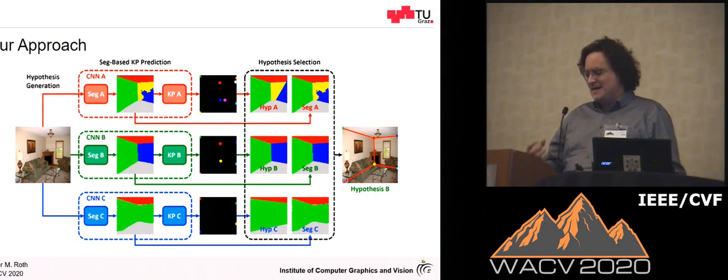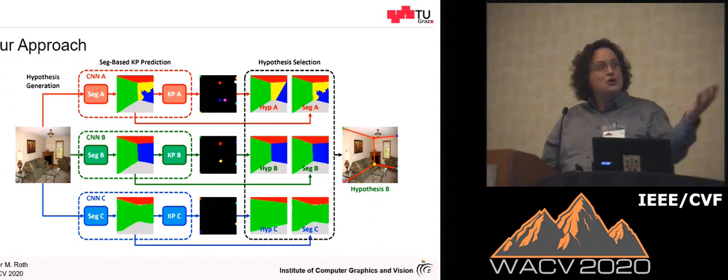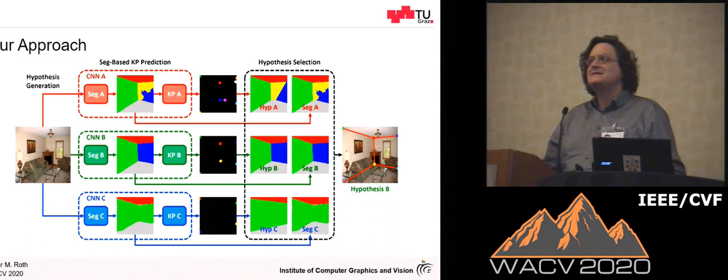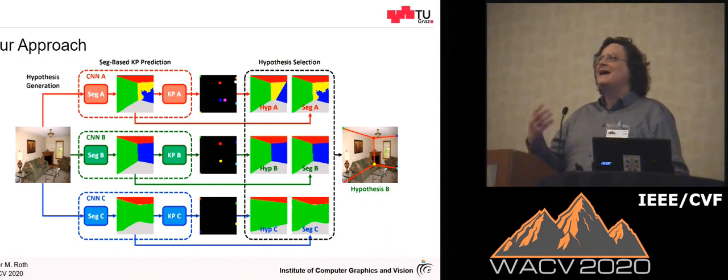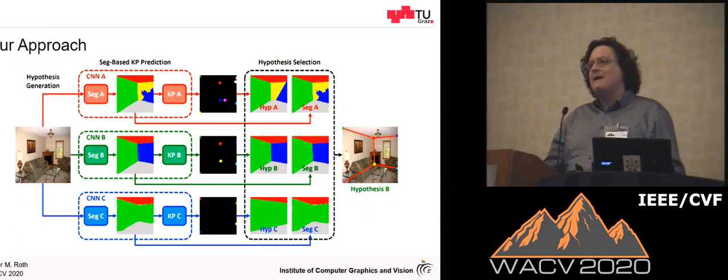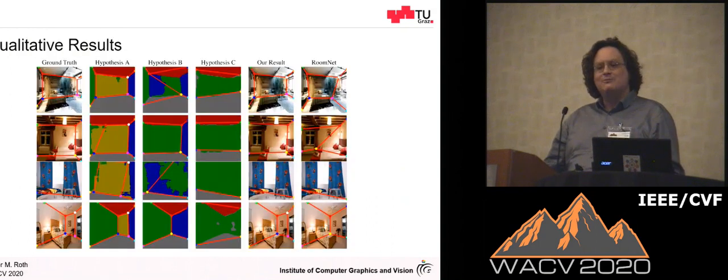Having these key points, we get the room layout, which is shown here by these black boxes, and from this room layout we can then render once again images showing these elements, which are then compared to the segmentation, which is finally giving us the best hypothesis.